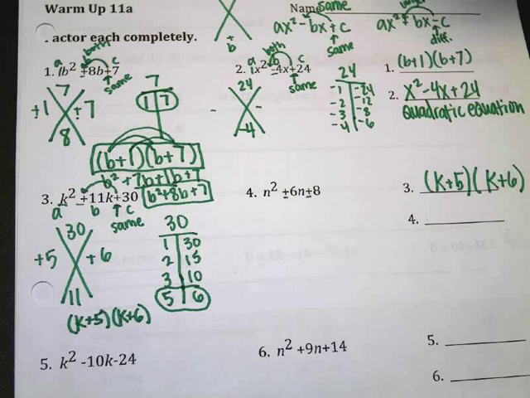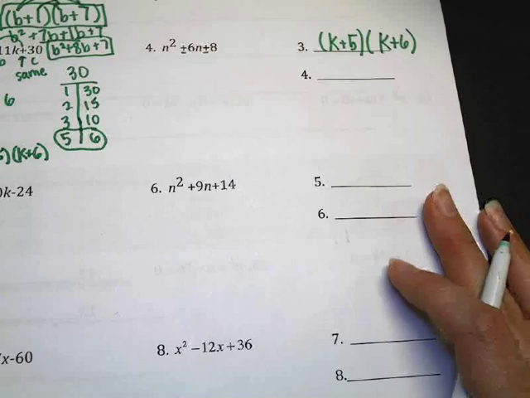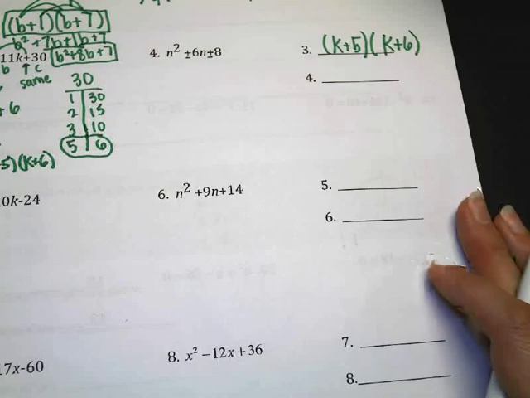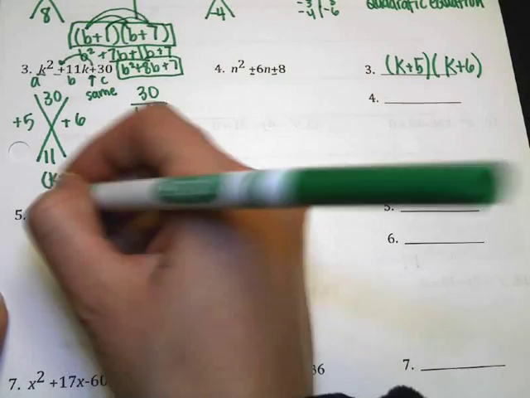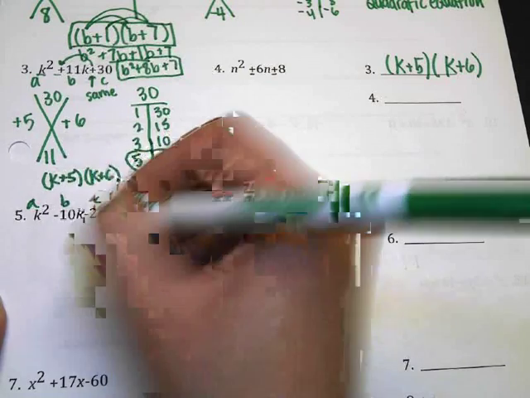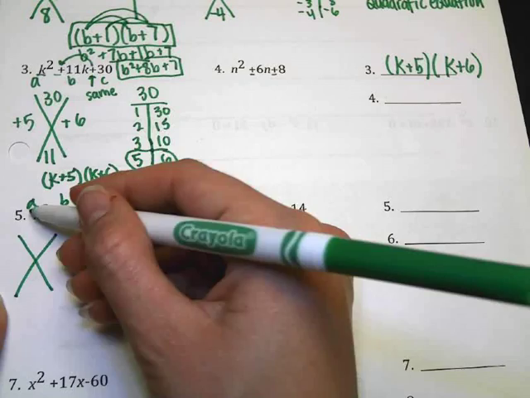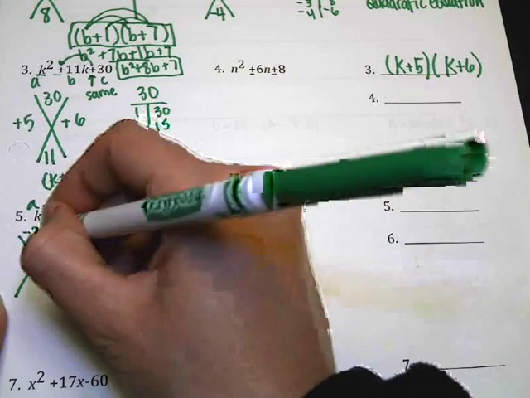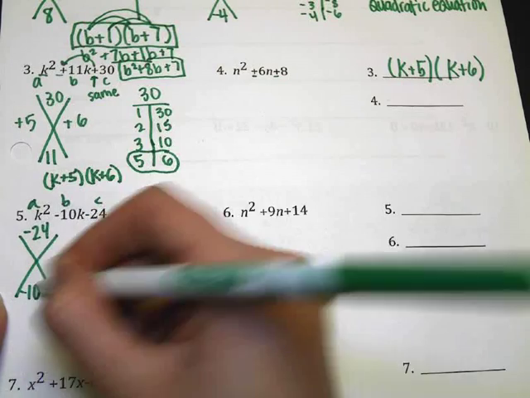I want to try one with a negative sign just because we haven't done one like that that actually worked out. So I want to try number 5, and then I'll let you guys try 4, 6, 7, and 8 on your own. So number 5, label the A, B, and the C. A times C goes at the top, so 1 times negative 24 is negative 24. B goes at the bottom, negative 10.